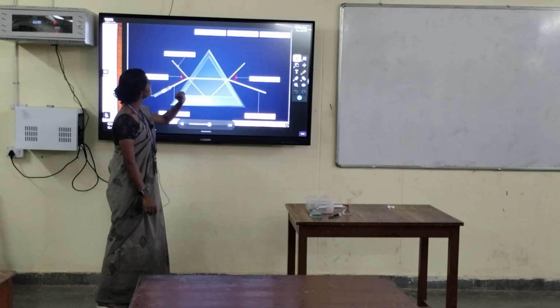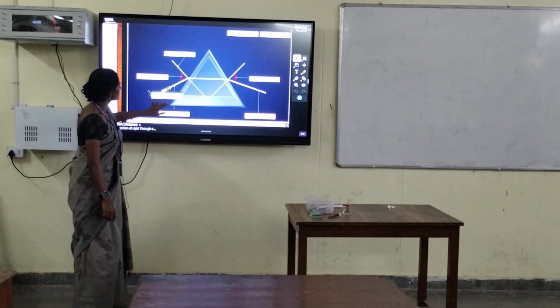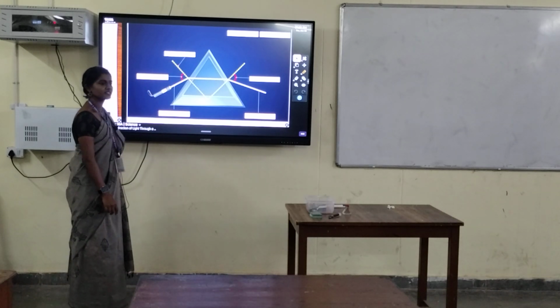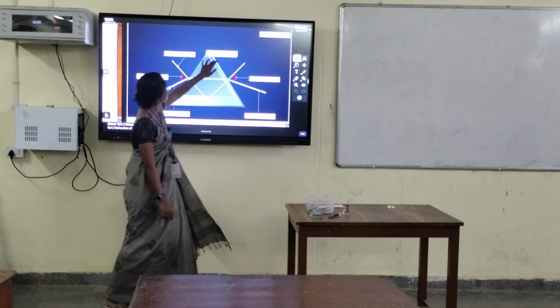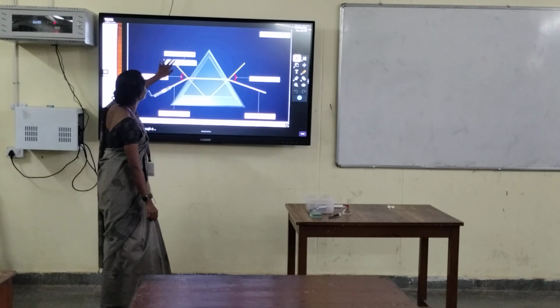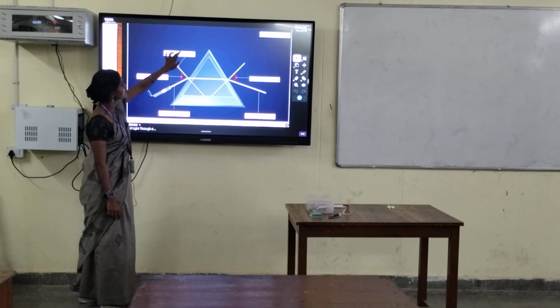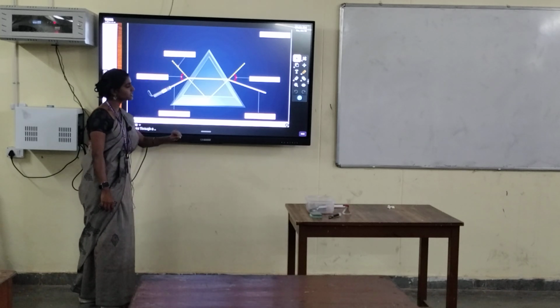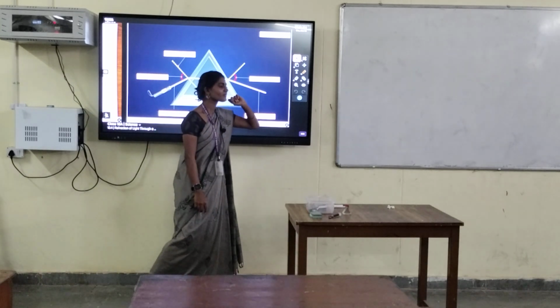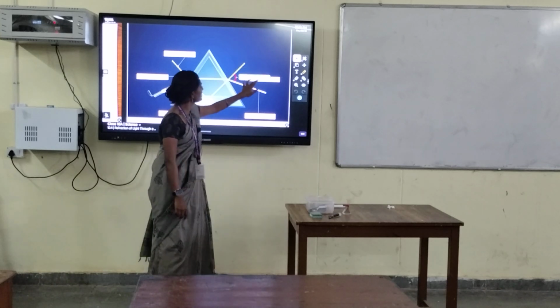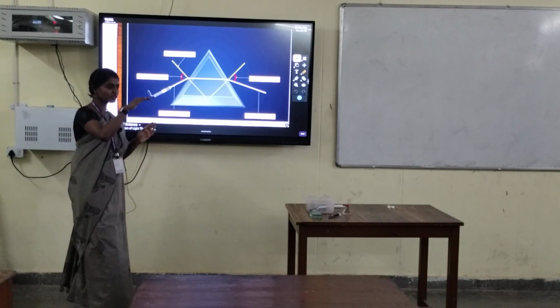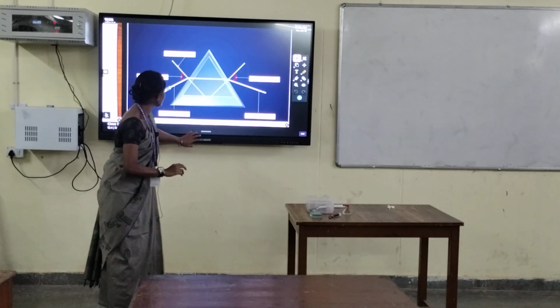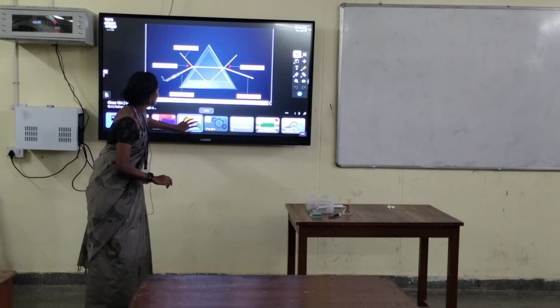What is the next word? Incident ray. So we all know where it is. Excellent. What is the next word? Normal. Where is the normal? Here? Yes, the dotted line. What is the next word? Angle of emergence. Excellent. So you're all clear with how to trace the path of light through the prism. Yes? So we'll answer a few more questions for now.